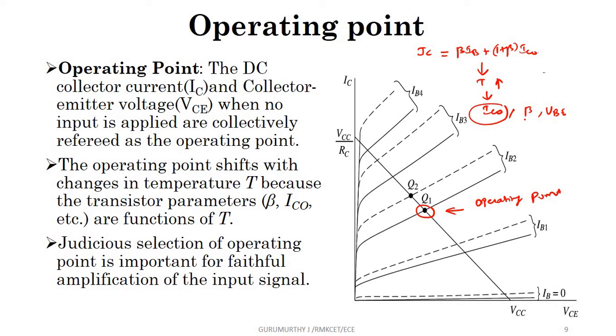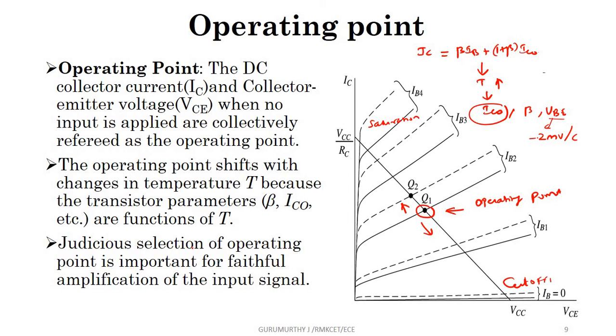Beta again changes with temperature, or when you change the transistor, beta is going to vary. The next thing is base emitter voltage. It is going to decrease by 2 millivolts for every degree rise in temperature. So the Q point can shift near the saturation or near the cutoff region. It would shift upwards or downwards. This is the reason we should select the biasing circuit properly.